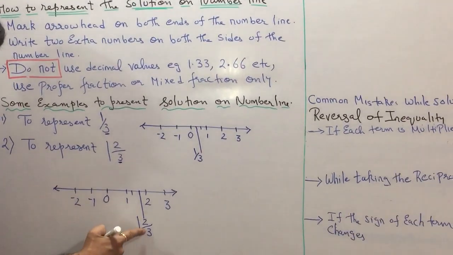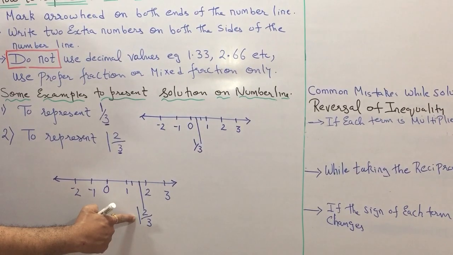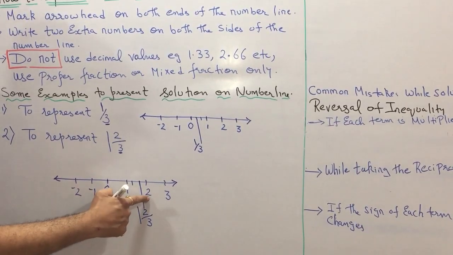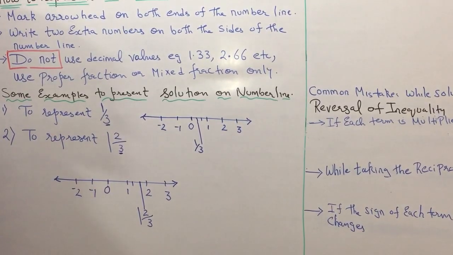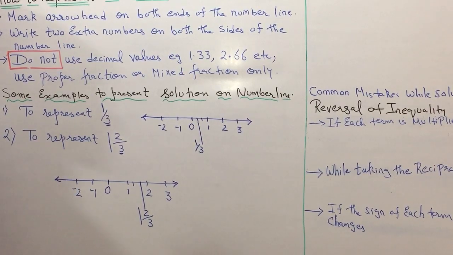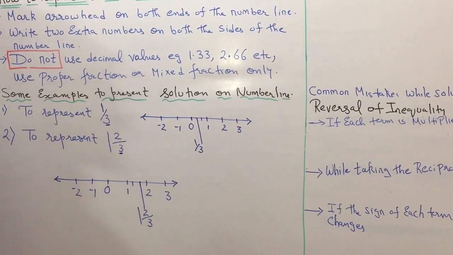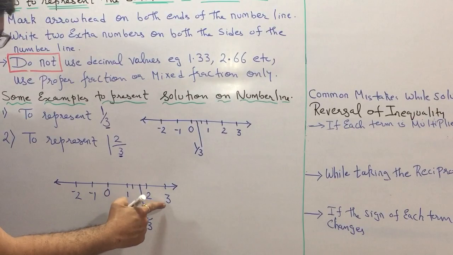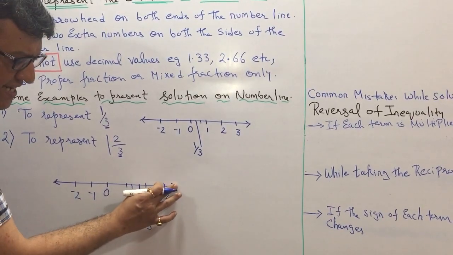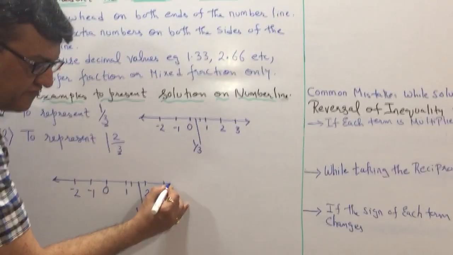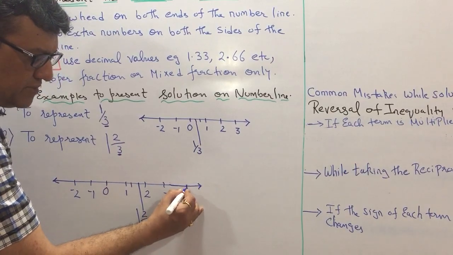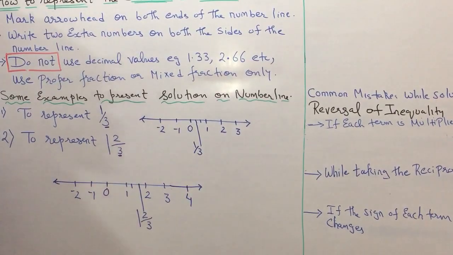When I say 1 2/3 is the number I'm presenting over here, then 2 cannot be stated as my extra number. Mind you, 2 shall not be acting as my extra number. So my first extra number will be 3. To be on a safer side, I'll take one more number and say this is 4.